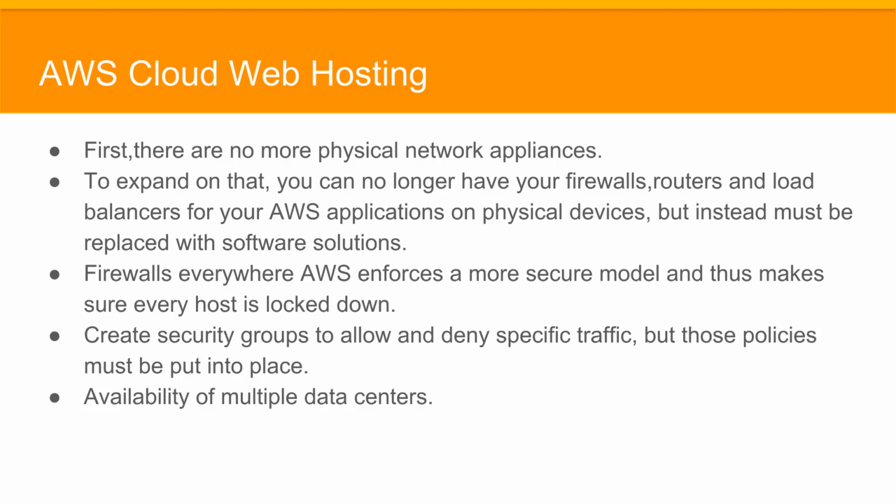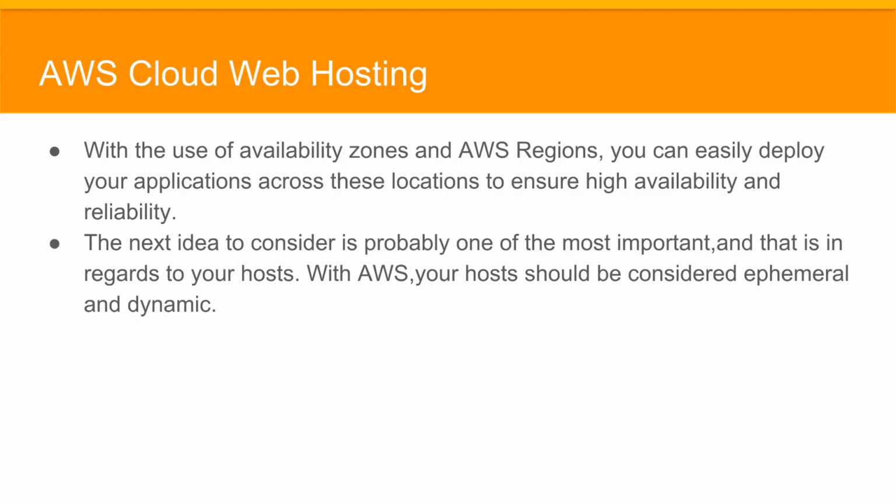Then we want you to consider the availability of multiple data centers. Also, with the use of availability zones and AWS regions, you can easily deploy your applications across these locations to ensure high availability and reliability. The next idea to consider is probably one of the most important, and that is in regards to your hosts. With AWS, your hosts should be considered ephemeral and dynamic.